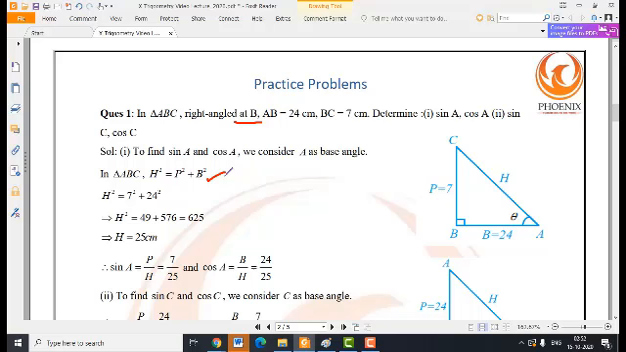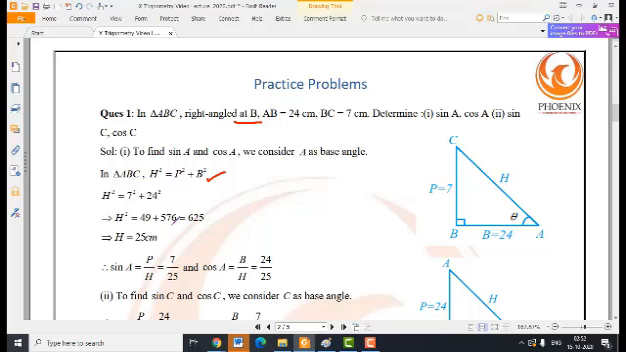So substituting the value of p and b, I have h square equals 7 square plus 24 square. You know that 7 square is 49 and 24 square is 576. So h square in all is equal to 625. I know that 625 is a perfect square. Which number is the one whose square is 625? It is 25. So h is 25 centimeters. So using Pythagoras theorem, we obtained the third side of the triangle.